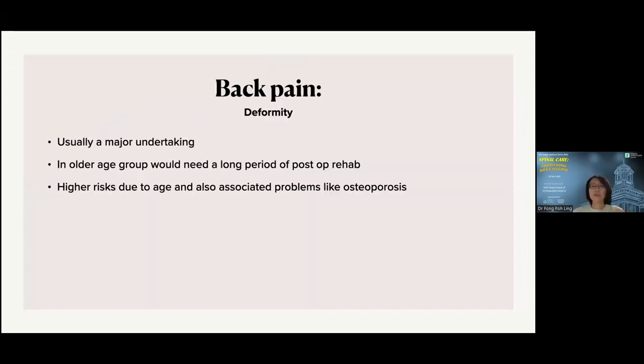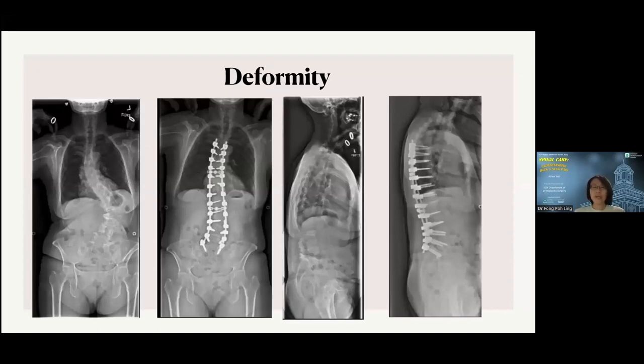Coming down to deformity surgery, it is also one of the causes of back pain that I commonly see. Usually these surgeries are a much more major undertaking as compared to the last two that I've shown. Because I deal mainly with older patients, they do need a longer period of post-op rehab. It is slightly higher risk purely because not only of the age, but also because the bone is usually osteoporotic. We have done quite a few cases, and this is a lady that we did a deformity correction for.